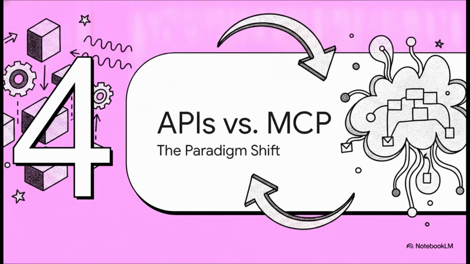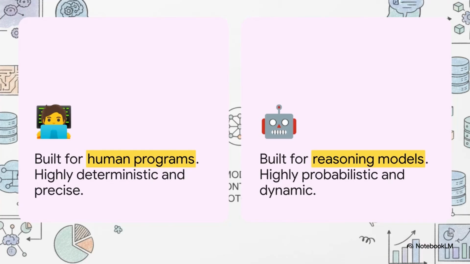Let's transition over to Section 4, APIs versus MCP. This is where we really see the paradigm shift. Now, you might be thinking, if we have APIs, why on earth do we need MCP? Well, it all comes down to who the consumer is.